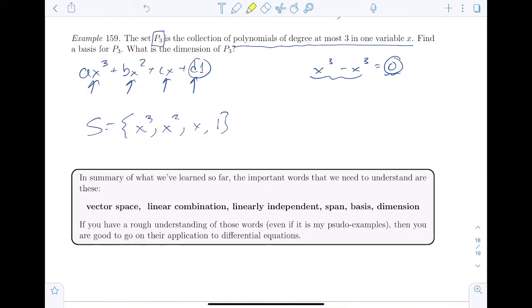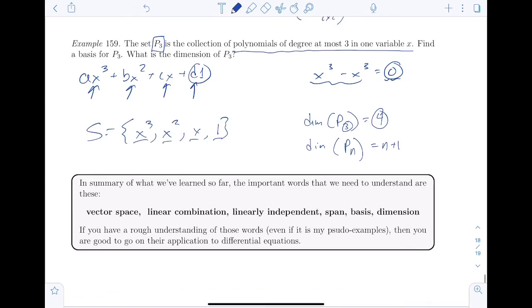And so what is the dimension? So the dimension of P3 is 4. And I might challenge you, what is the dimension of Pn? Well, what's the relationship between those two? For 3, I need 3, 2, 1, 0. It's going to be n plus 1. I'll let you think about that some more.